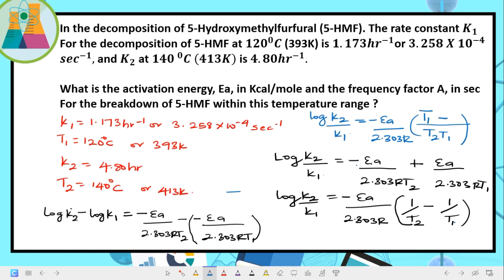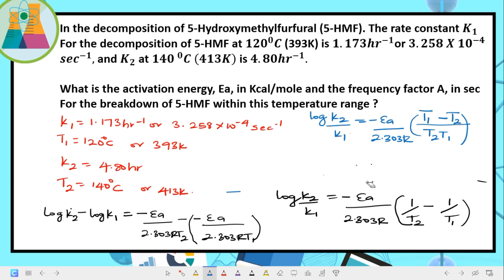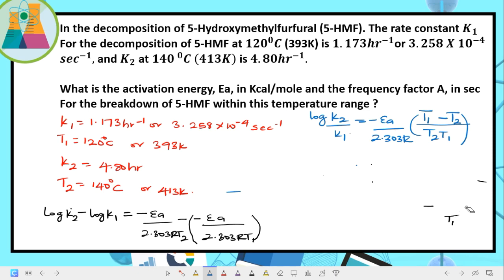minus, when this divides this, what will be left? To be left with T2 here. So that was how you got to this particular formula. Okay, that was how you got this particular formula. Now the next step is to substitute in our parameters to get our EA, because we are asked to look for EA. Let's substitute in our parameters.